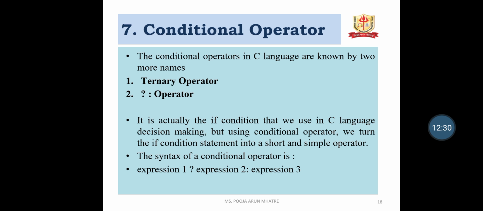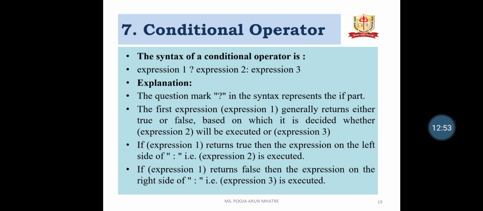and operator. It is usually the condition that we use in C language, that is decision making, but using the conditional operator we turn the if condition statement into a short or simple operator. The syntax of the conditional operator is expression 1 question mark, expression 2 colon and expression 3.